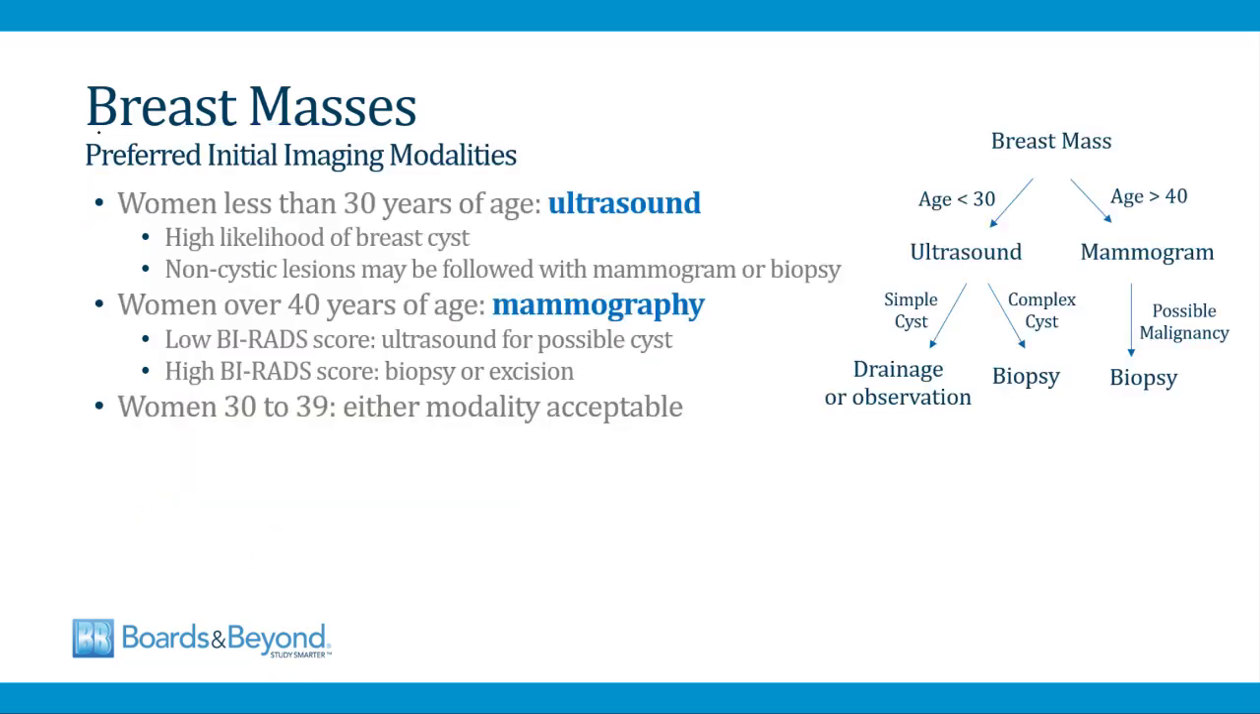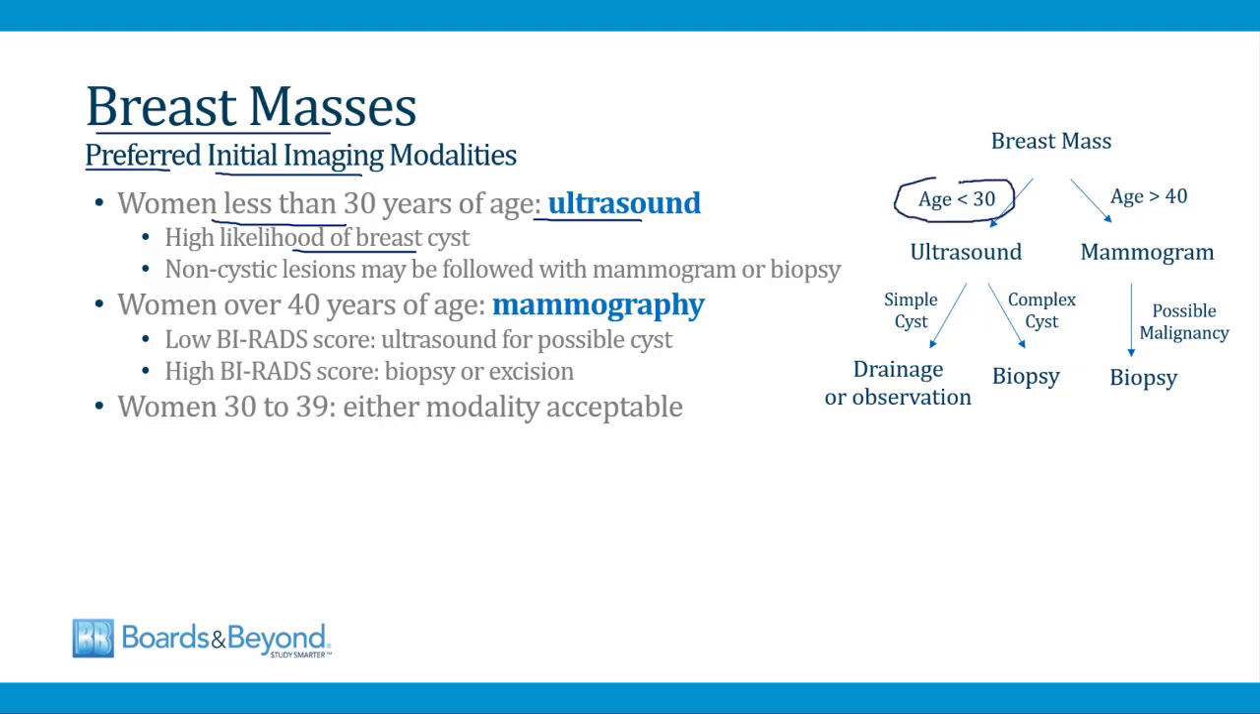So when a woman presents with a breast mass, there are some preferred imaging modalities that you should use as your initial test to work up the breast mass. And this is high yield to know for your board, so let's talk about this now. For women under 30 years of age, the preferred initial test is an ultrasound. The reason for this is that before age 30, the breasts are very dense and mammography is very difficult to perform. In addition, before age 30, there's a very high likelihood of a breast cyst being the cause of the mass, and breast cysts are easy to identify by ultrasound.